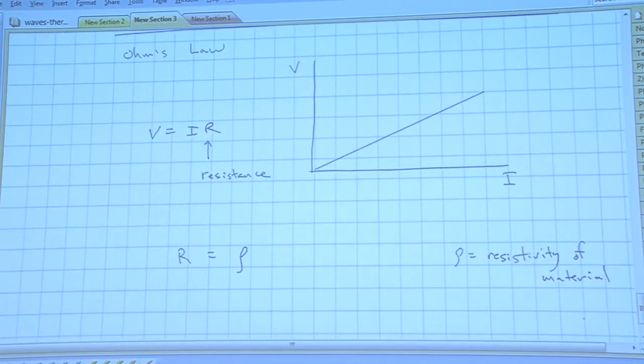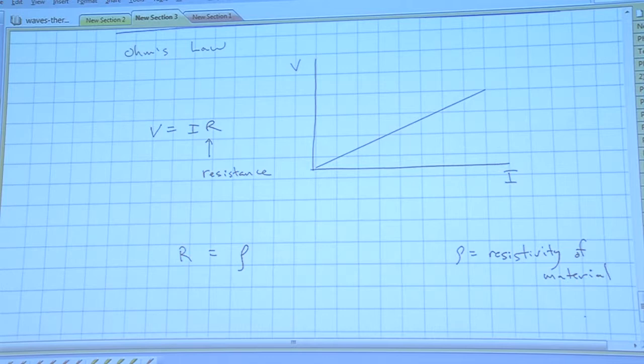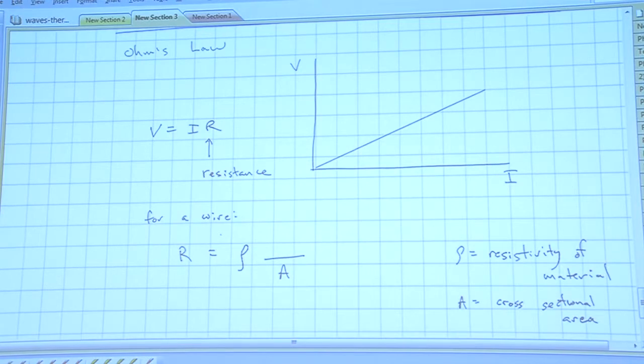Picture a wire, kind of like a pipe. If you're trying to flow water through a pipe, what would make it easier to flow water through? The diameter, right? Same with a wire. So that means we are 1 over, right? The bigger the cross-sectional area of the wire, the smaller the resistance, the easier it is for the electrons to move through it.